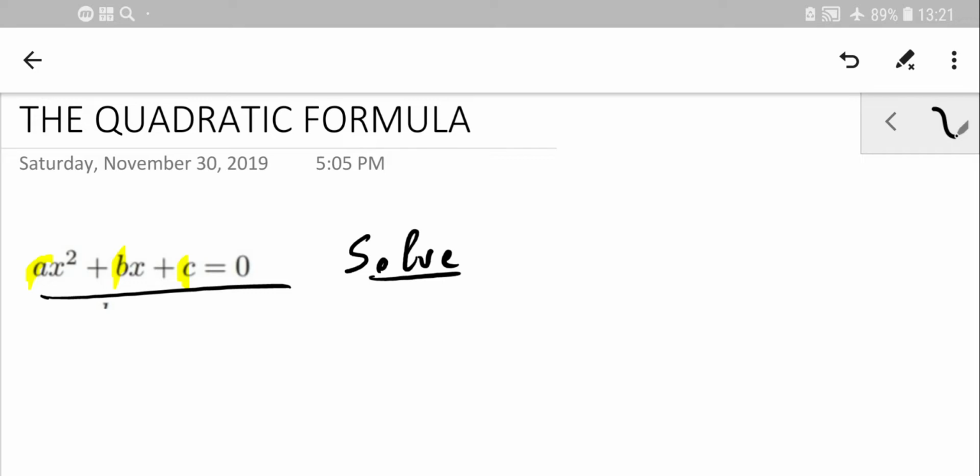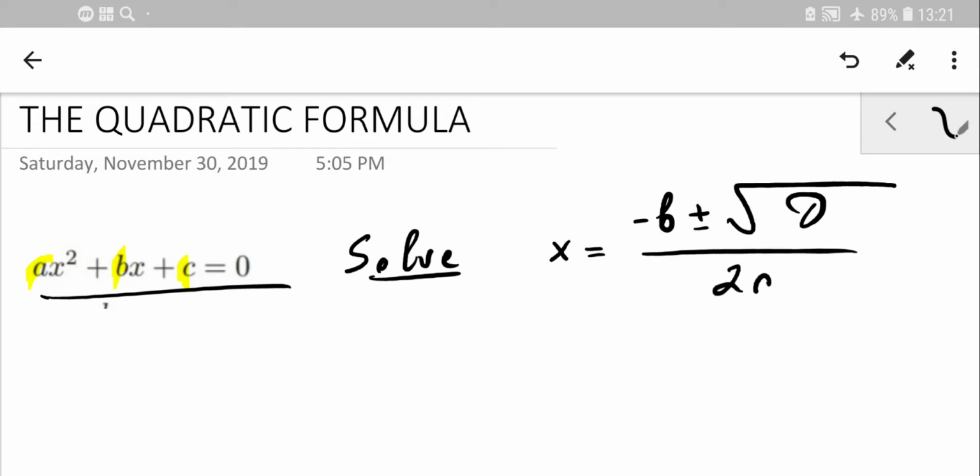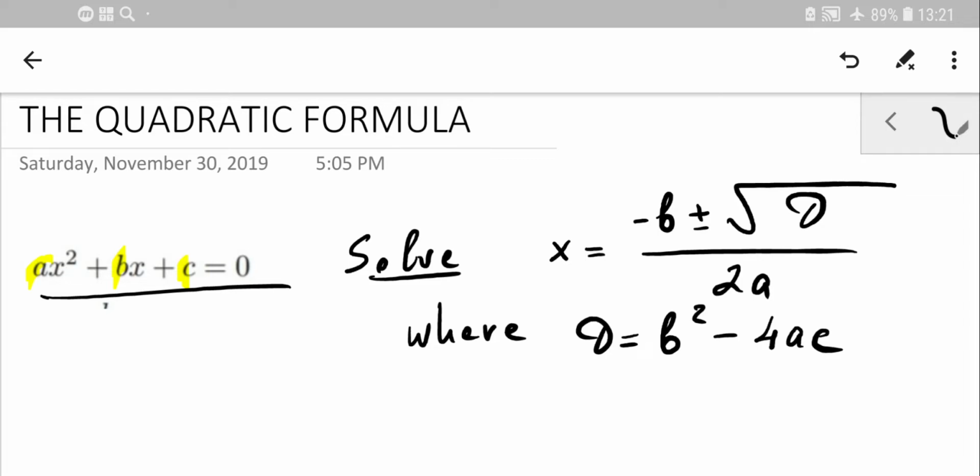Okay, so how does it work? First of all, I'm just going to give you the way you can calculate the values. You just take minus b plus or minus the square root of, and here you have a specific thing called the discriminant. You divide by 2a. Here d is a specific expression that can be calculated through b squared minus 4ac.